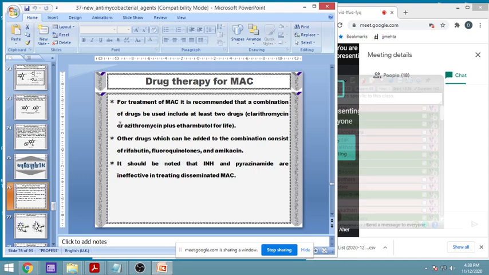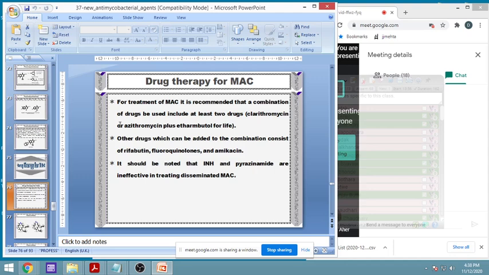Mycobacterium avium complex. It is also called atypical Mycobacterium disease. For treatment of Mycobacterium avium complex, it is recommended that a combination of at least 2 drugs be included. An example is clarithromycin or azithromycin plus ethambutol, and it has to be used lifelong.